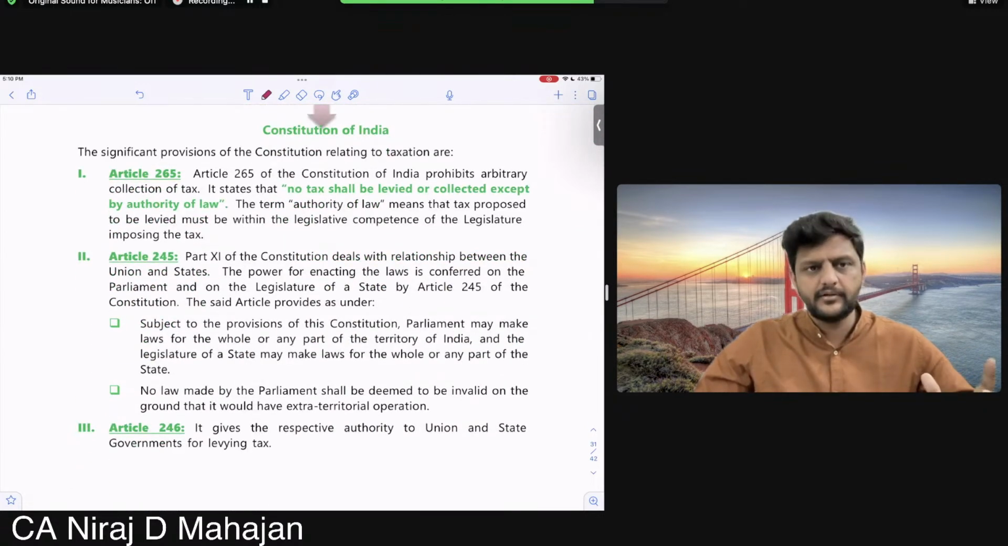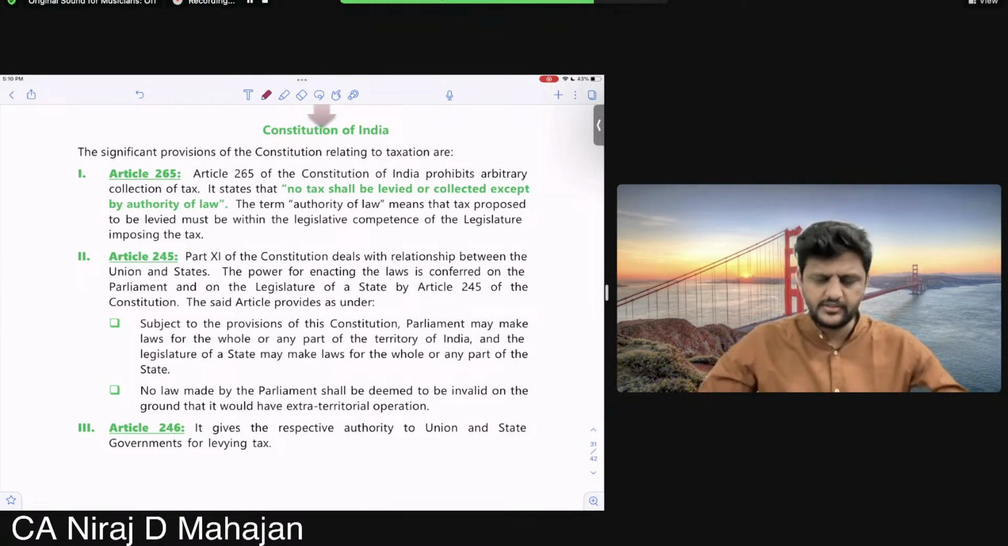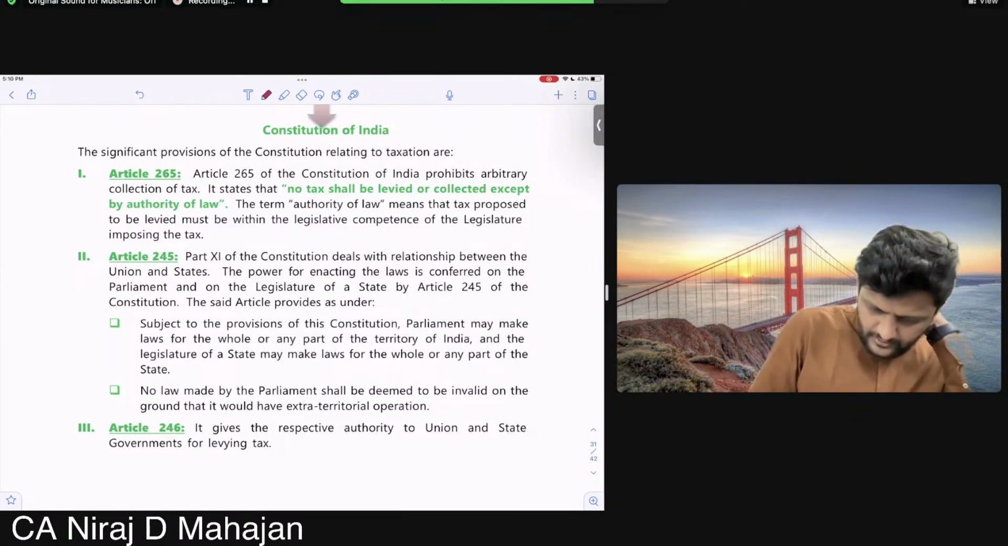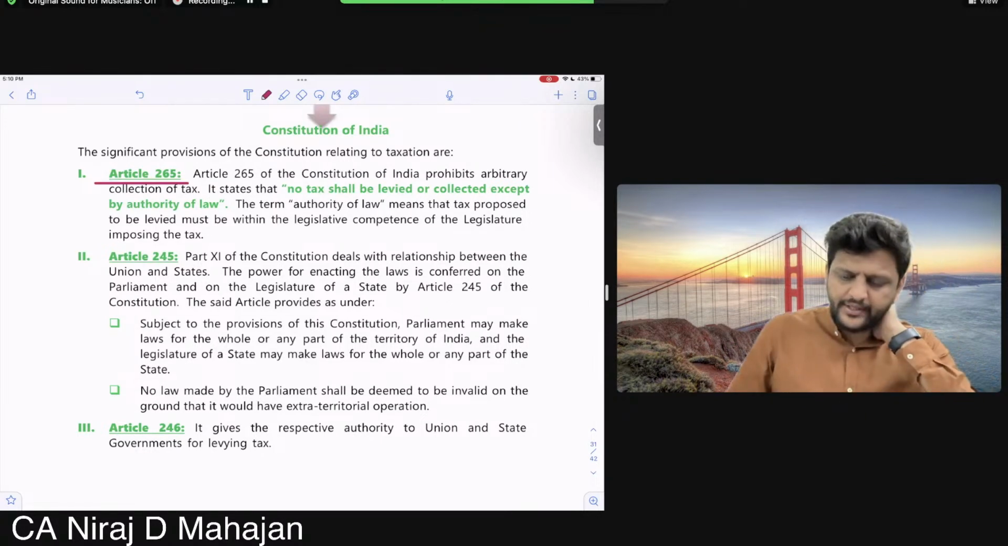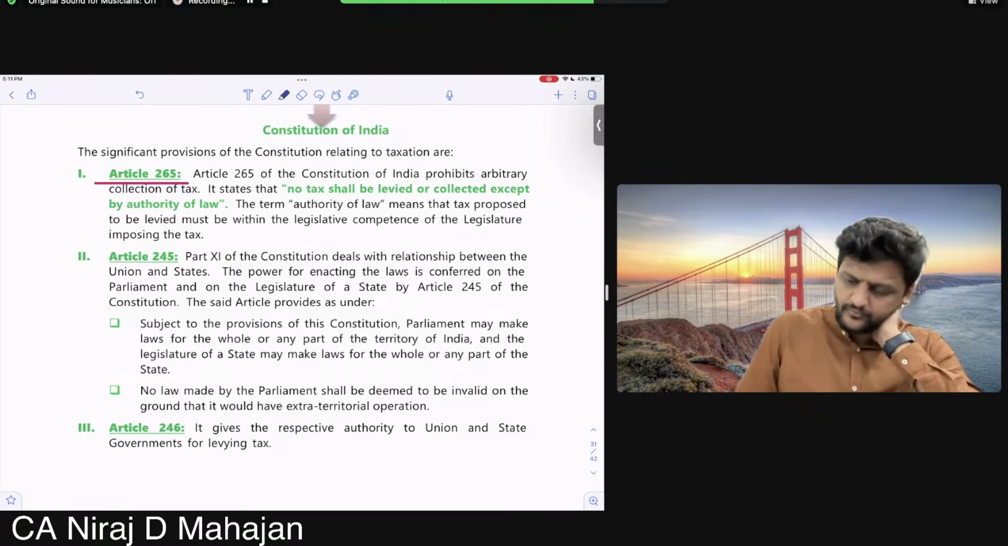So the relevant articles for us, and taxation is what we are going to discuss. Article 265 of the Constitution of India prohibits, does not allow, arbitrary collection of tax.